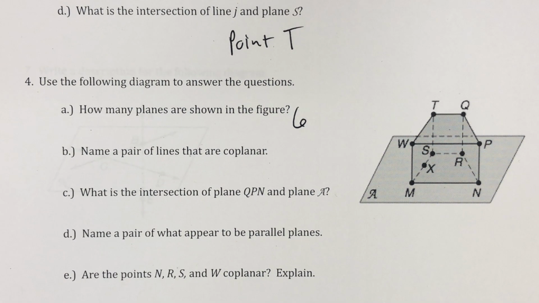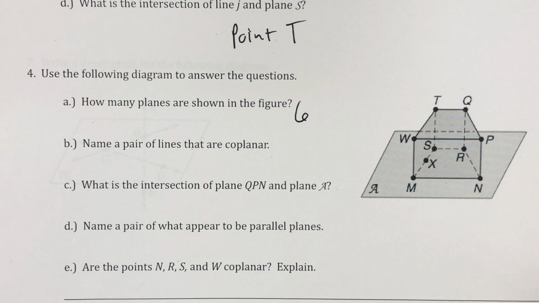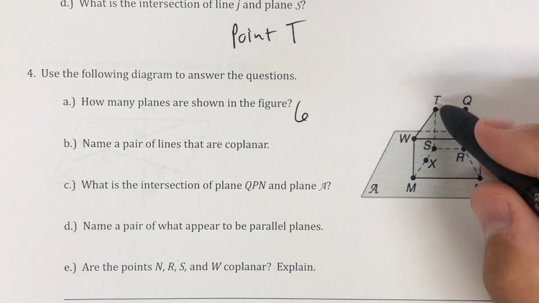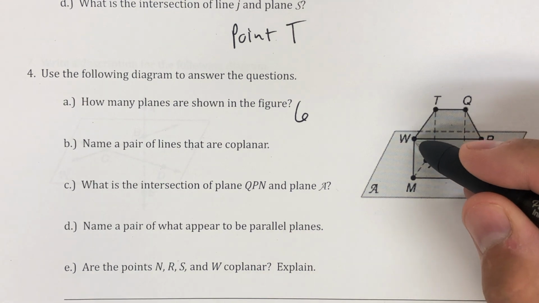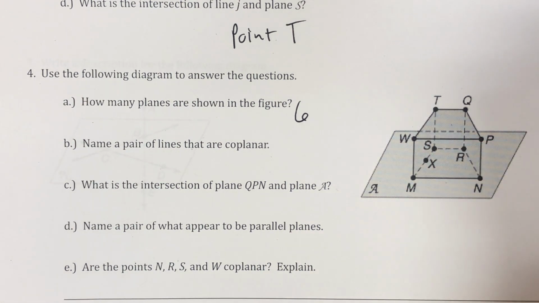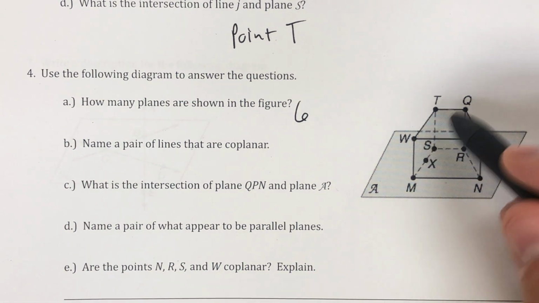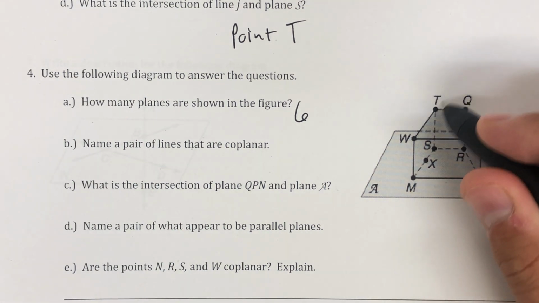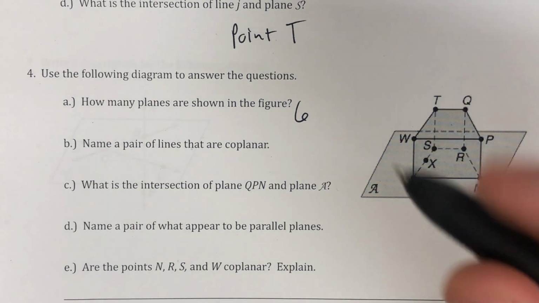Name a pair of lines that are coplanar. Numerous options here. Now, since we're talking about planes, one kind of tricky piece here is these look like segments. However, since it's a plane, I could assume that they keep going on forever and ever. I'm pretty lenient on this type of an example. If you called it segment TW, I wouldn't probably mark it wrong, but technically TW could be inferred as a line because it does keep going.